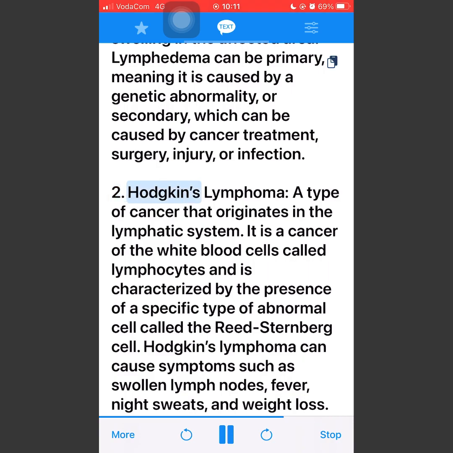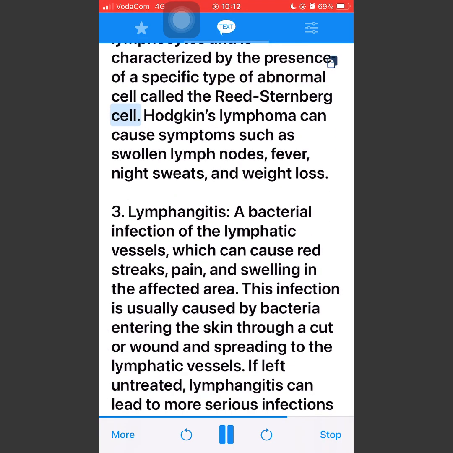2. Hodgkin's lymphoma, a type of cancer that originates in the lymphatic system. It is a cancer of the white blood cells called lymphocytes and is characterized by the presence of a specific type of abnormal cell called the Reed-Sternberg cell. Hodgkin's lymphoma can cause symptoms such as swollen lymph nodes, fever, night sweats, and weight loss. 3. Lymphangitis, a bacterial infection of the lymphatic vessels, which can cause red streaks, pain, and swelling in the affected area.